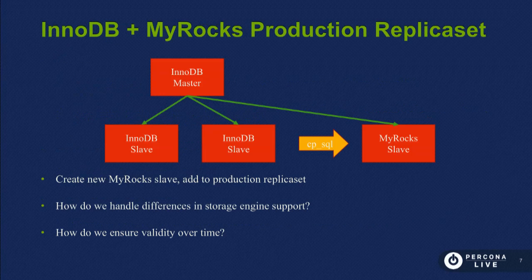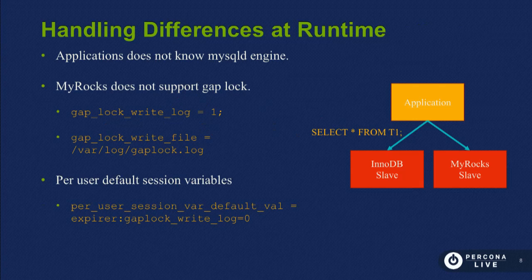And so great. So now we have a tool that lets us create a MyRocks slave from an InnoDB slave. We have our schemas all set up. And we can take that slave and add it to the replica set and start replication from the InnoDB master. But a couple of problems come up now. How do you handle differences between these storage engines? Because the MyRocks storage engine doesn't have all the features that are supported by InnoDB. And more importantly, how do we ensure that the data is still correct over time? How do you validate stuff?